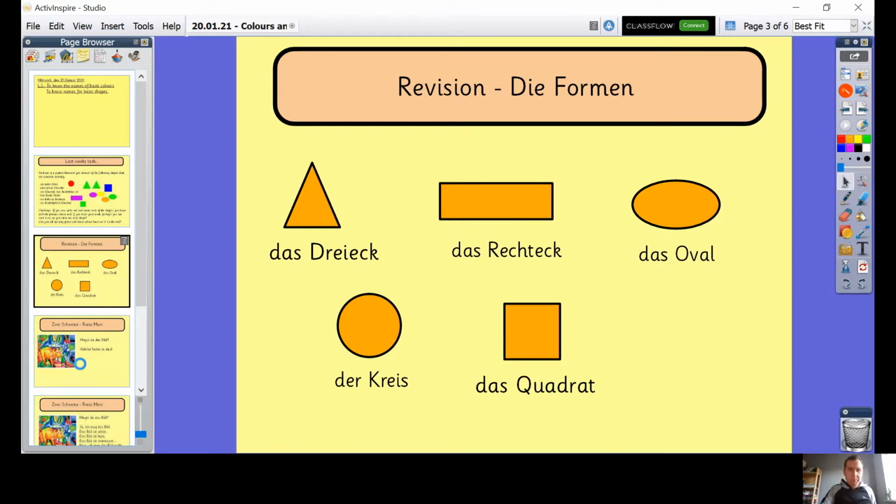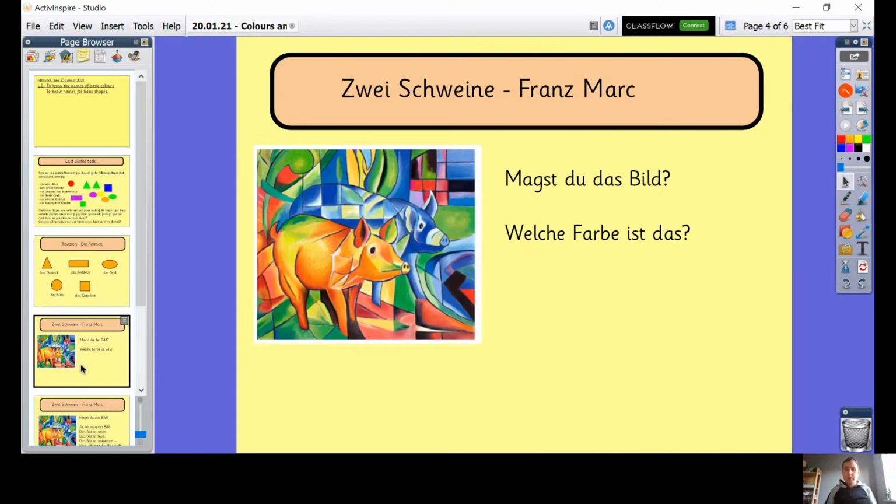So last week we went in to talk about the artist Franz Marc and his picture, das Bild, the picture of Zwei Schweine, 2 pigs. A very simple picture, but a very unusual picture as well. And remember, a question I asked you last week was, magst du das Bild? Do you like the picture? What was your thoughts about it? And we were talking about that last week.